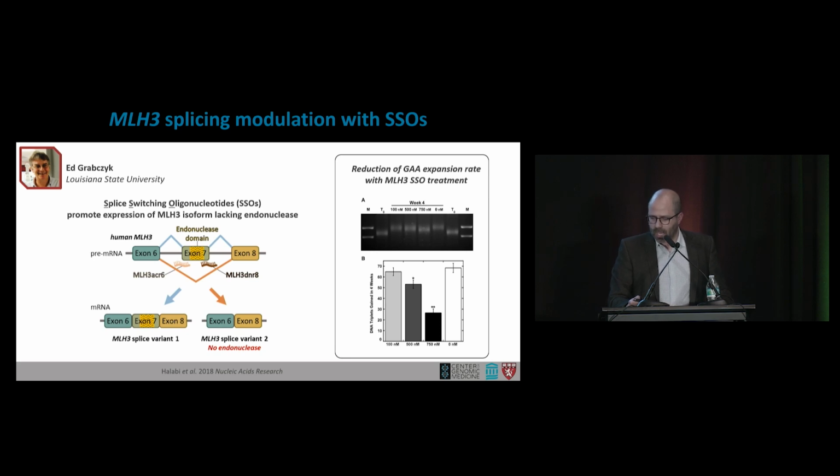At the time, we also collaborated with Ed Grabczyk, who was developing splice switching oligonucleotides for exon 7, which is where the endonuclease domain is coded in MLH3. This gene can be expressed in two different flavors: variant 1 with the endonuclease domain and variant 2 without.